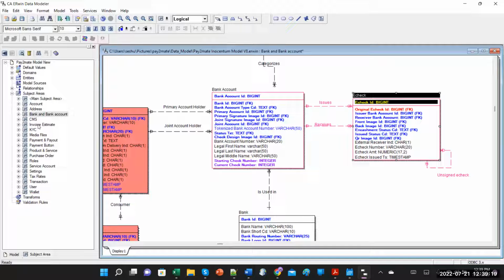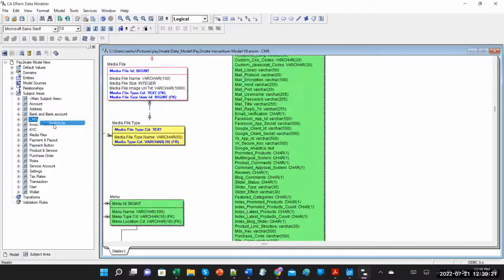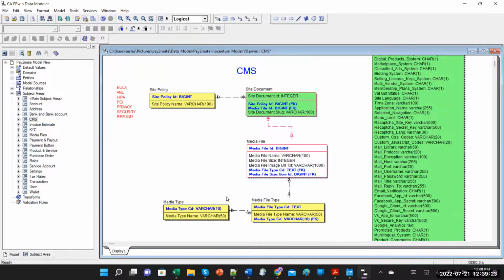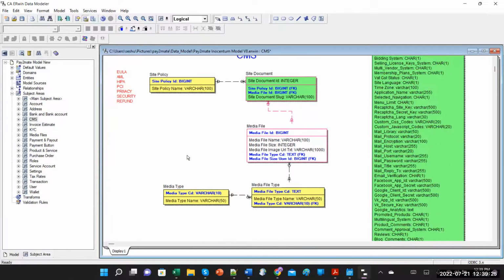So that is that. Then the CMS. CMS essentially is the site documents, all the CMS information, the site policy. What is the policy we are referring to? It's the user license, AML, HIPAA, PCI compliance, privacy policy, security policy. So each policy will have one or more documents here. That is the relationship, and that document is here.